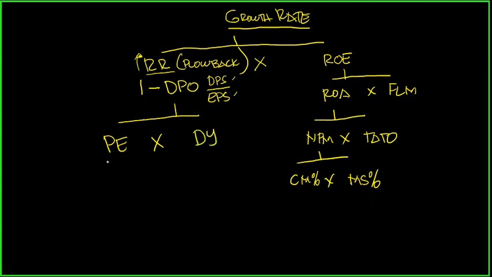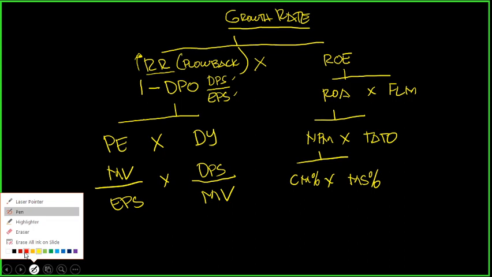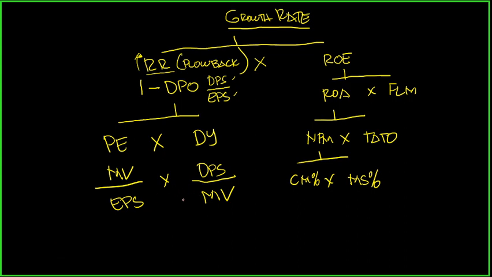What's the formula for your price earnings? This is computed by dividing the market value of your stock by the earnings per share. While the dividend yield is computed by dividing the dividends per share by the market value of your stock. Now, let's emphasize some things. If you multiply these two, you will cancel out the market value and you will be left with dividends per share and earnings per share. And we already know the expansion here.